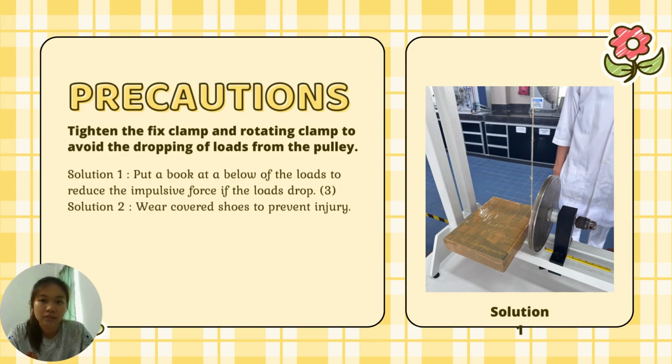Precautions. First, tighten the fixed clamp and rotating clamp to avoid the dropping of loads from the pulley. So the solution is to put a book below the loads to reduce the impulsive force if the loads drop. Then, solution 2 is to wear covered shoes to prevent injury.